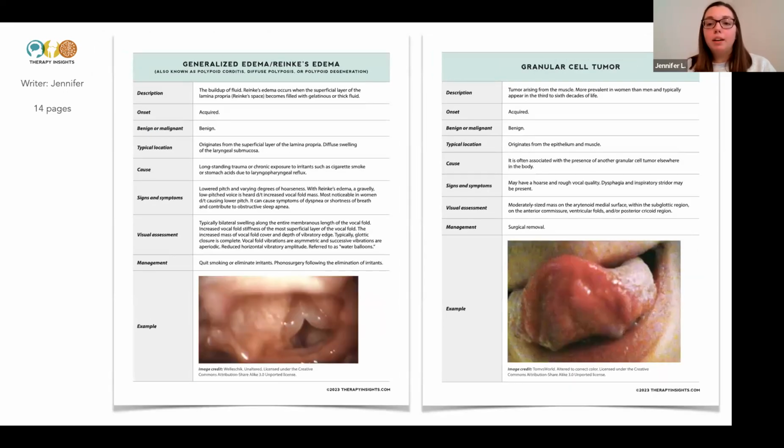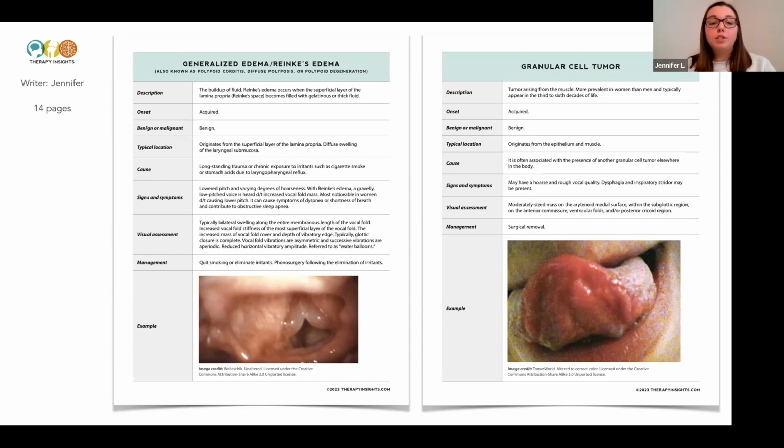So this is the buildup of fluid. Reinke's edema occurs in the superficial layer of the lamina propria, which is also called Reinke's space, and this becomes filled with a gelatinous or thick fluid. This is also acquired, it's benign. You may see diffuse swelling of the laryngeal submucosa. This is usually caused by long-standing trauma or chronic exposure to irritants such as cigarette smoke or stomach acids due to laryngopharyngeal reflux, which we've talked about before on this show. Lowered pitch and varying degrees of hoarseness can be signs and symptoms of this.